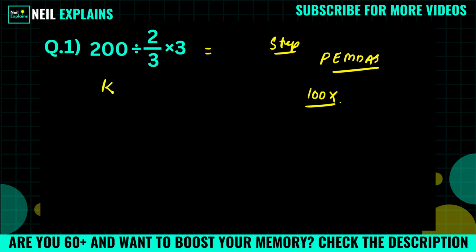Here we will introduce the KCF rule: keep, change, flip. So we will keep this part, change this operation and flip this part. So here we will write again 200, division will be changed to multiplication, and if we flip this, then 3 will go to the numerator part like this, and 3.